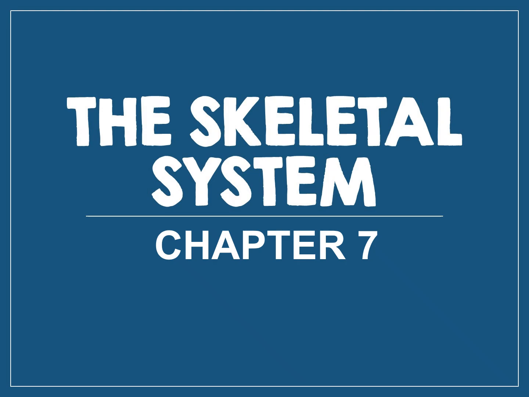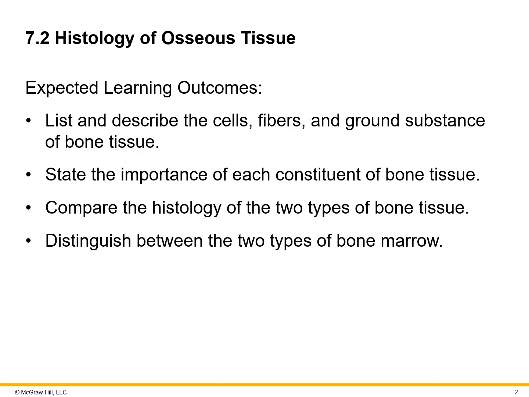This lesson is going to be going over the histology of bone tissue. So we're going to draw on what you learned in histology regarding osseous tissue, talking about the cells, fibers, and ground substance of that bone tissue. And then we'll compare what the histology of spongy versus compact bone looks like, as well as the two different types of bone marrow.